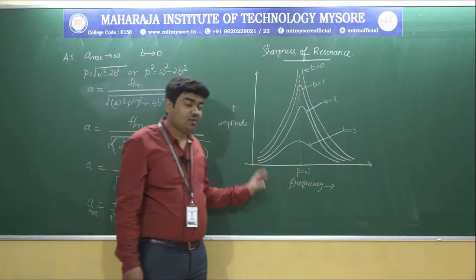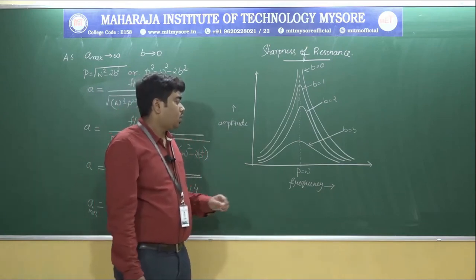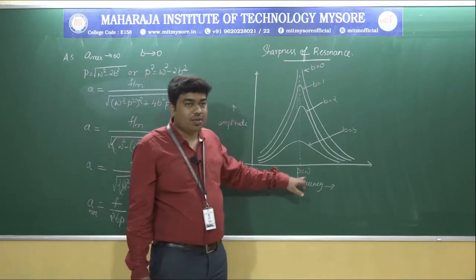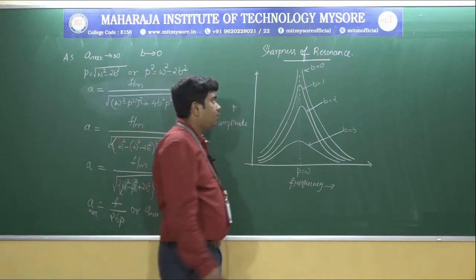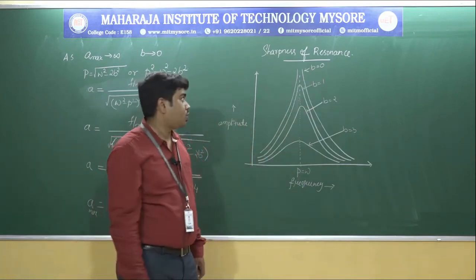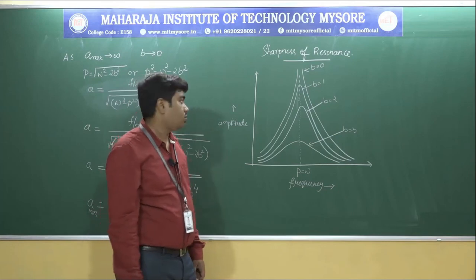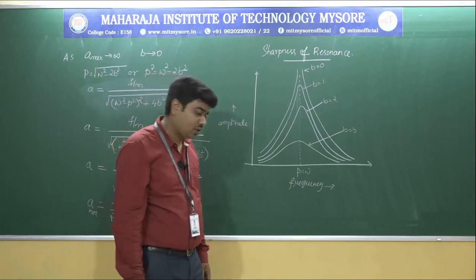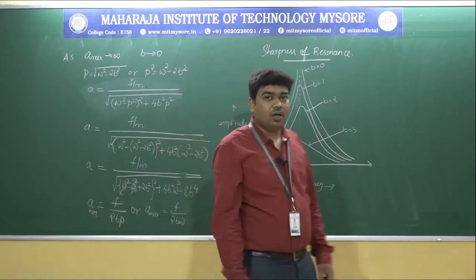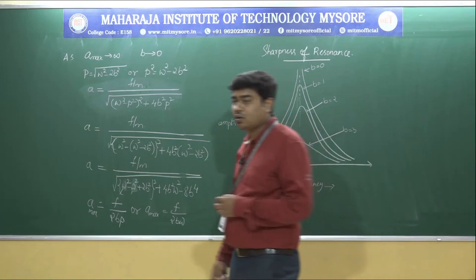Now this is a plot of frequency versus amplitude of the oscillating body in the resonance condition. That is, at resonance condition P is equal to omega. Now as you can see, if the value of b is equal to 0, the plot is showing an infinite value, meaning the amplitude is maximum. Whatever the amplitude of the oscillating body is, it will be maximum whenever the damping factor is 0, or whenever the frictional forces acting on the body are 0.